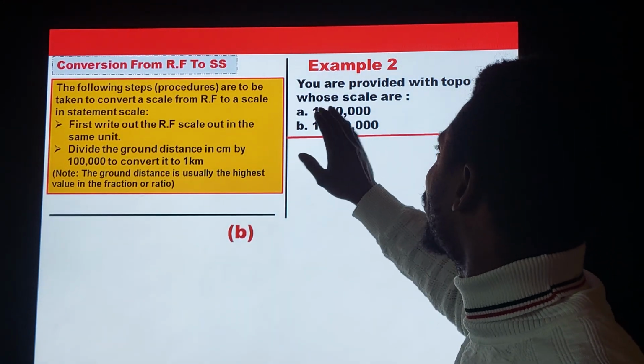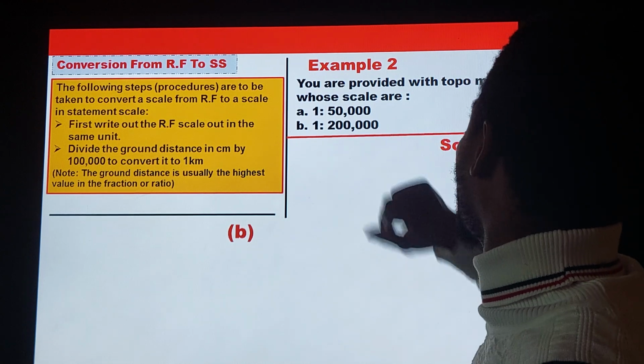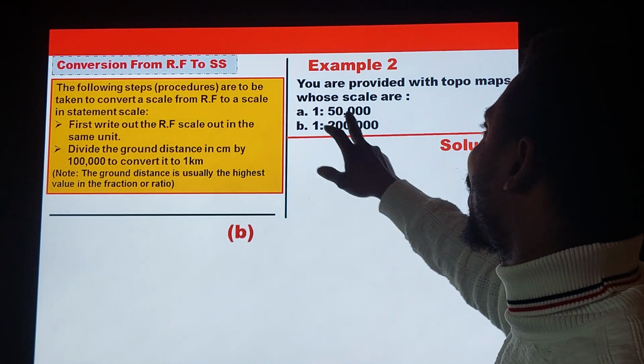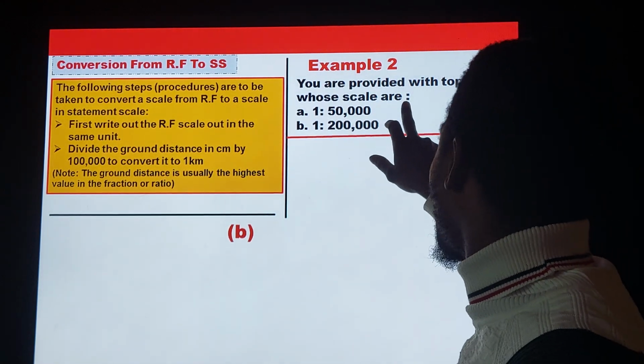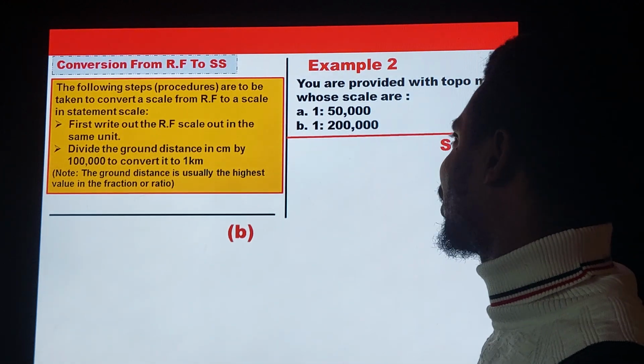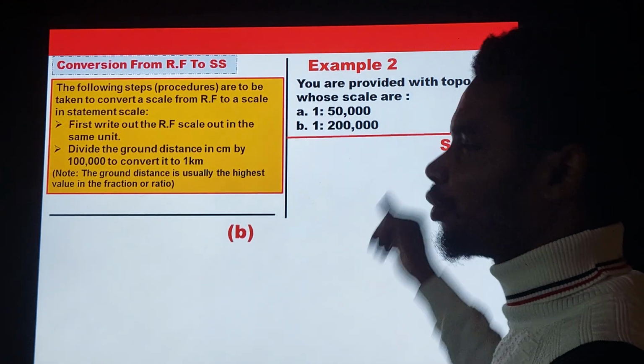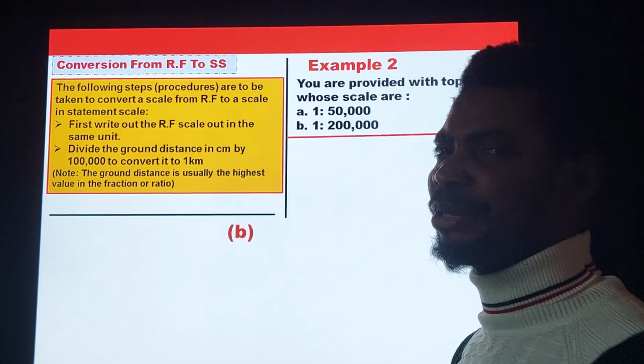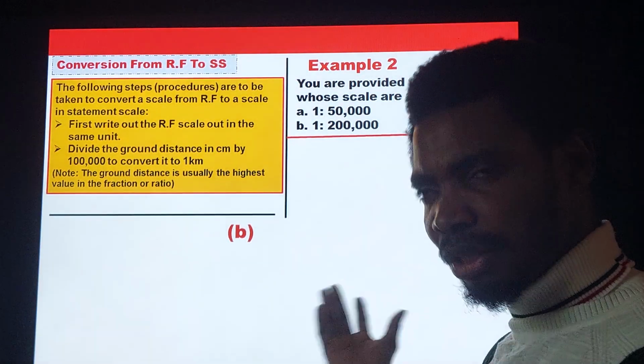Example 2, you are provided with topographical maps whose scales are: number 1, 1:50,000. The second one is 1:200,000. You have to convert it to statement scale. How do you do that? Let's see.